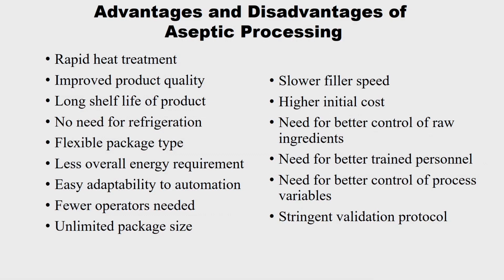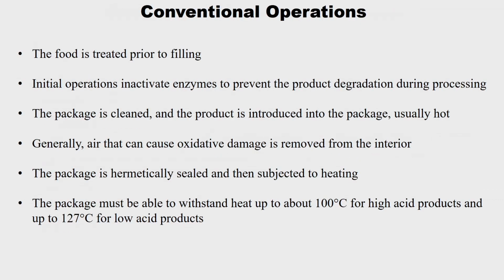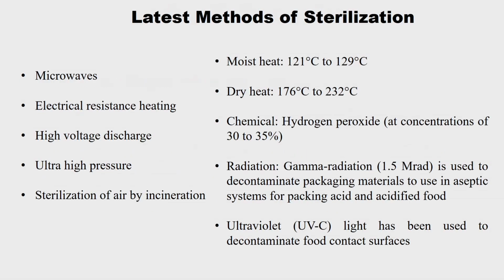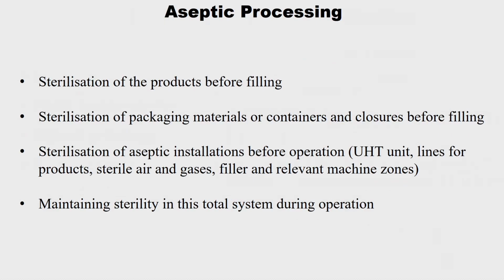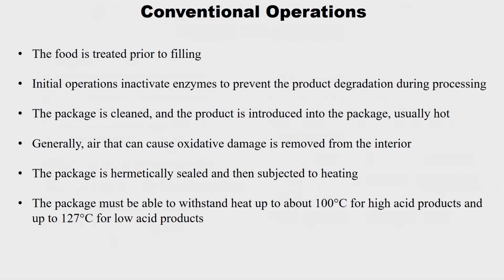We also discussed the advantages and disadvantages of aseptic processing, the aseptic processed products, the difference between conventional and aseptic processing, and the sources of heating medium used for the latest methods of sterilization, right. In this itself I started discussing the equipment design. So what we discussed yesterday is two equipment.